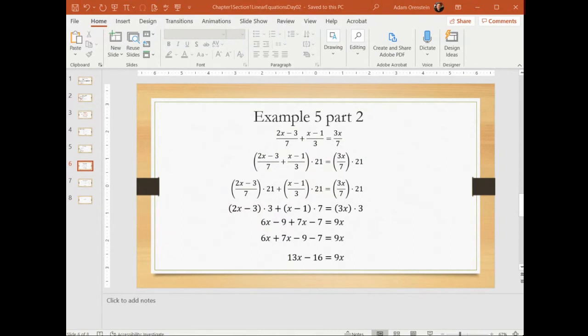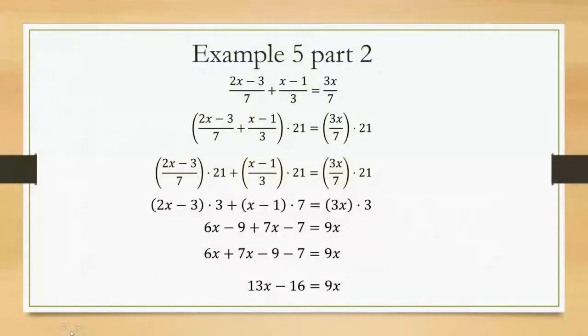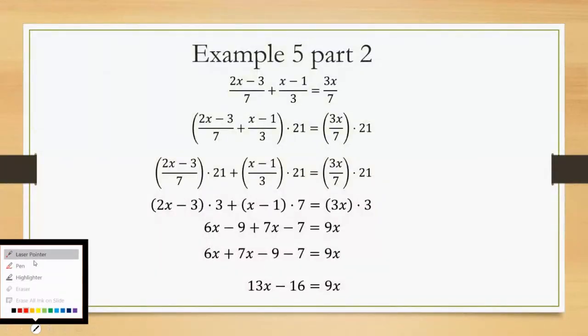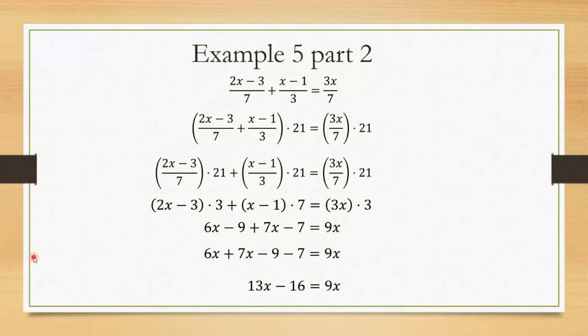Okay. All right. So here we have this equation. We have the least common multiple, which is 21. So what we're going to do is multiply both sides by it. And then we're really going to proceed like we did with the previous example.